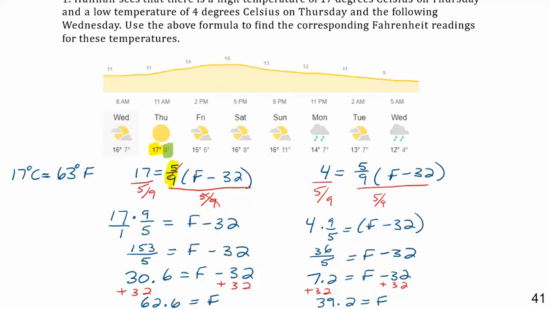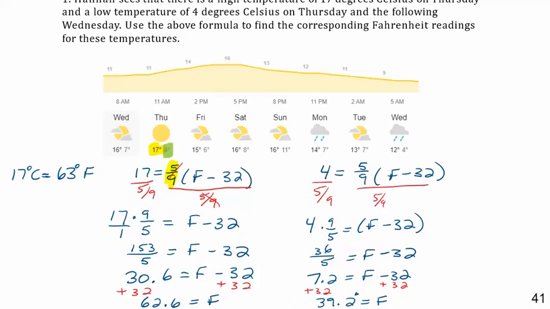All right, check it out. Did you get 39.2 degrees Fahrenheit? I hope you did, because that is the correct answer. So we have a high of 60, about 63, and a low of 39 on Thursday.